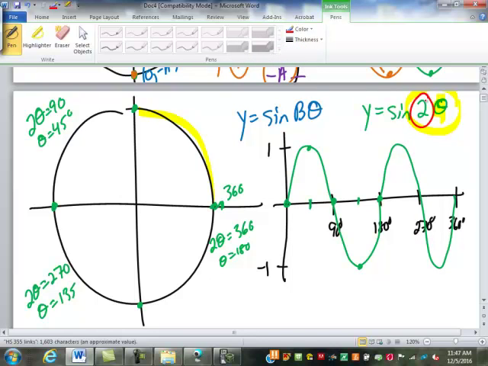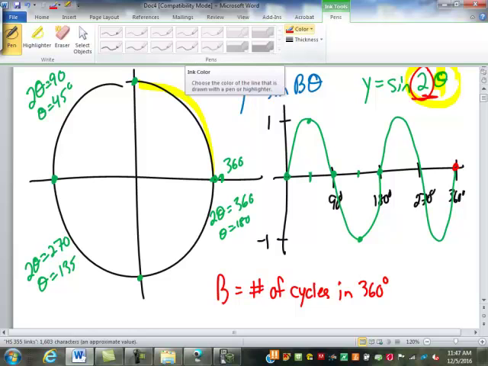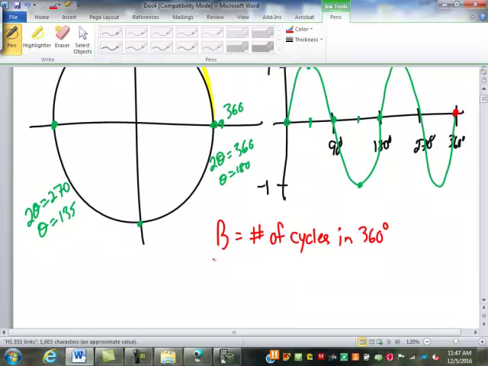Basically, what this number here does, it can be thought of in one of two ways. B is equal to the number of cycles in 360 degrees. Here that was 2, so there's 2 complete cycles before we hit the 360. Or you can think of it as b times theta equals the position on the circle.